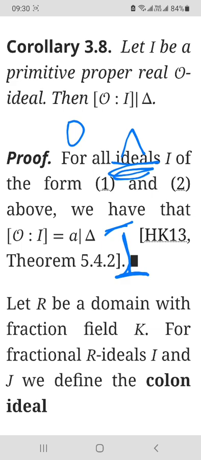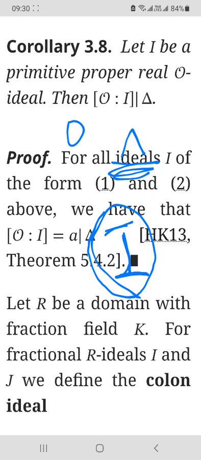Okay, so we consider a subset of lambda such that it is proper. If lambda is proper, or we call it I, then this is the kind of ideal that has a special relationship such that the isogeny will preserve the endomorphism ring. So if we consider a primitive, proper, real O-ideal, it is also primitive.